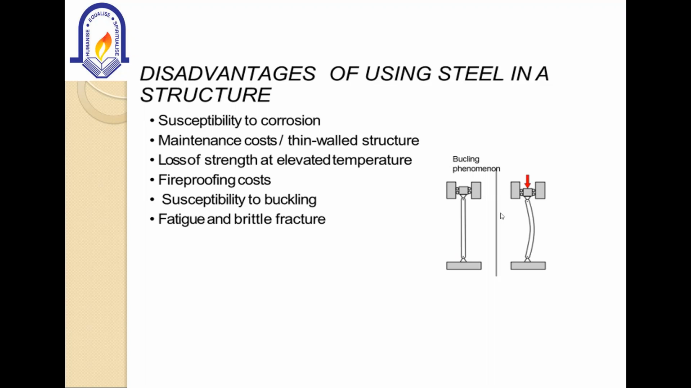As you can see in this diagram, they have shown the buckling phenomena. As you can see over here, there is one column that is going to buckle. The column is made up of steel only. So sometimes the structure may buckle if the proper reinforcement is not being used. Then the fatigue and the brittle fracture. So it may also have brittle fracture. So these are the different disadvantages of the steel structure.